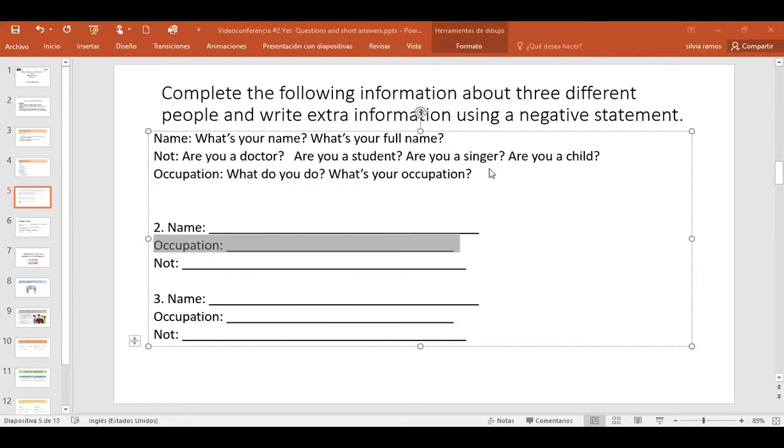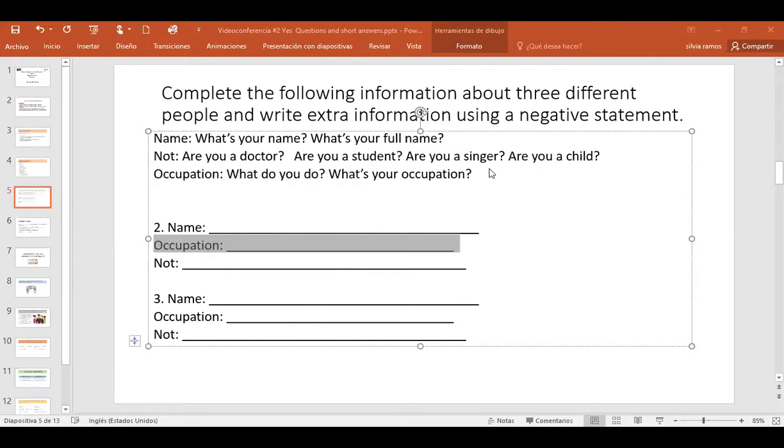Do we understand that part? ¿Se entiende esa parte? ¿Se entiende qué estamos preguntando? Necesito que me contesten porque si no, no hay manera que yo sepa. Yes, I understand. Okay, thank you so much.